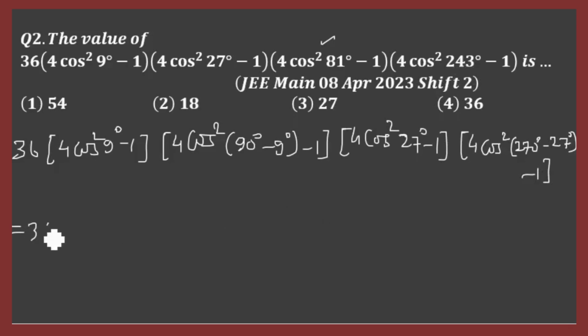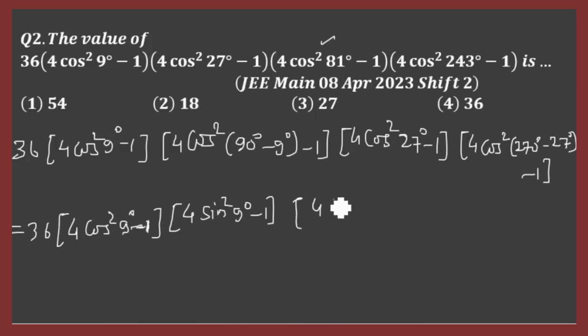So this becomes 36, 4 cos square 9 degree minus 1, and here we have cos square of 90 minus 9. Cos of 90 minus theta is sin theta. So we can write this as 4 sin square 9 degree minus 1, and this one is 4 cos square 27 minus 1, and for this part we can write 4 sin square 27 minus 1.